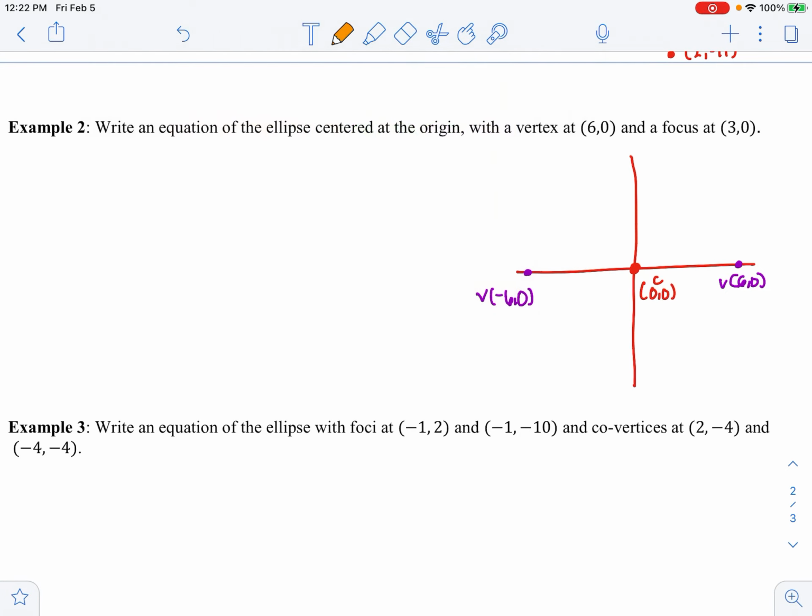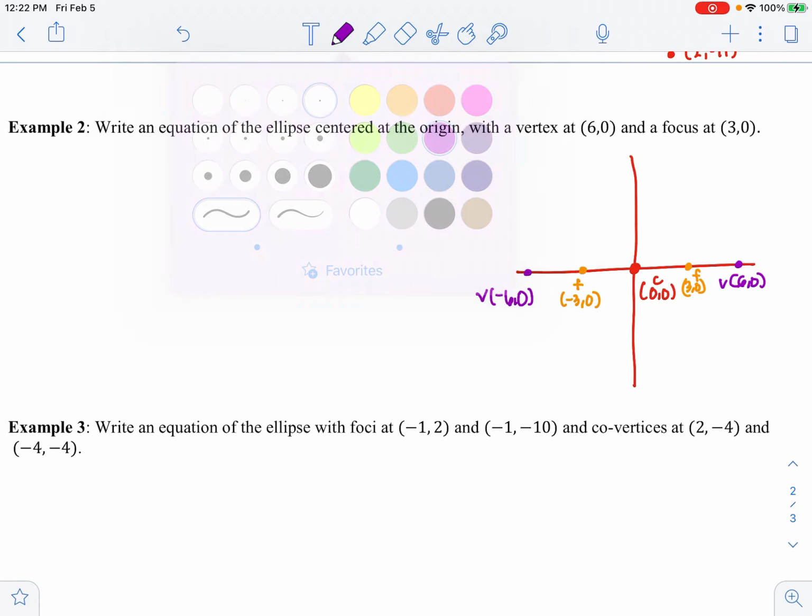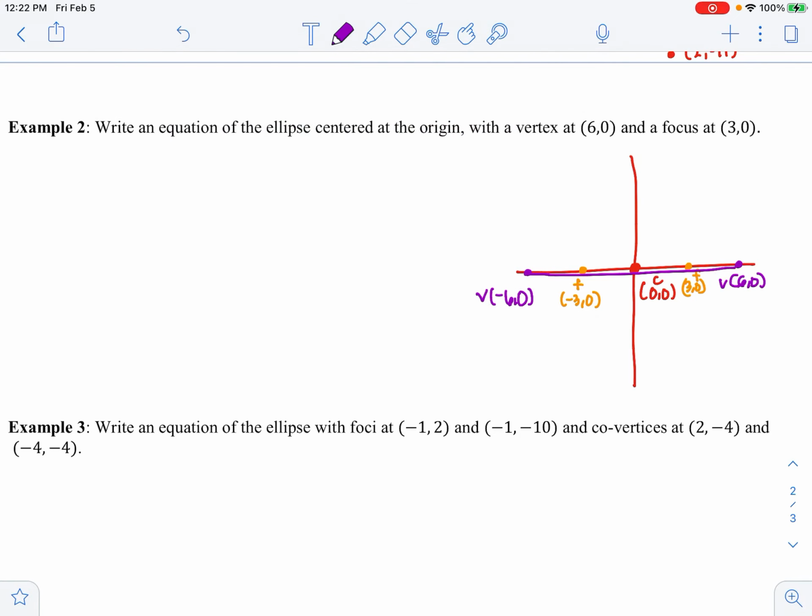The other information that they gave me is that I have a focus at 3, 0. 3, 0, that's a focus. And you also have one at negative 3, 0. Okay, so if you look, your vertices, if I connect them, I'm making a horizontal line right here. So this is a horizontal ellipse.